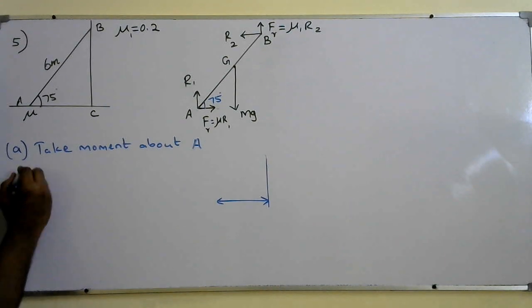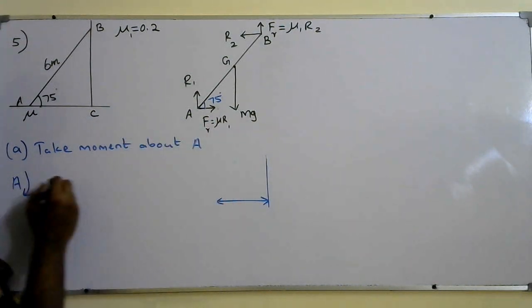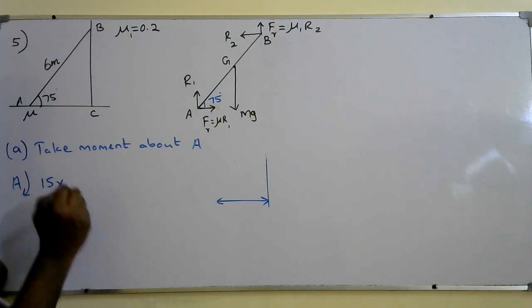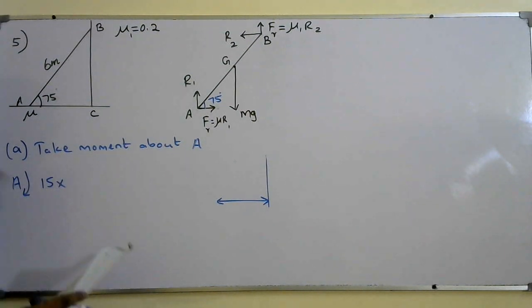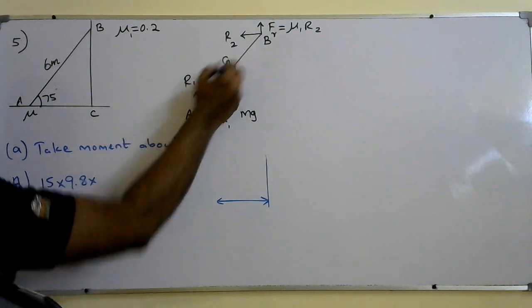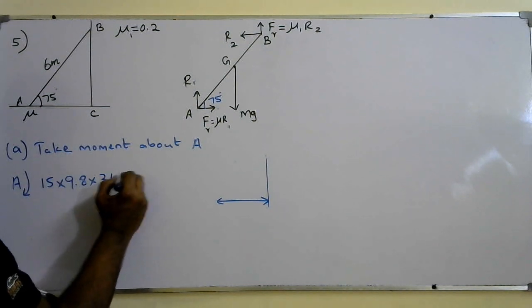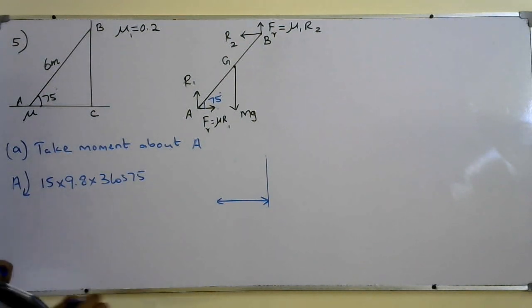So we will take moment about A, clockwise. It's going to be mg, that is mass 15 into 9.8, into AG. This length is 3 cos 75.